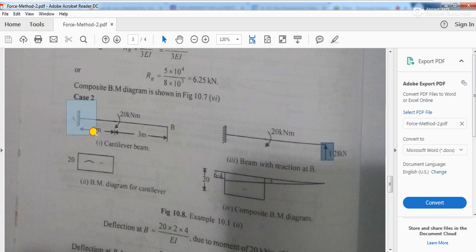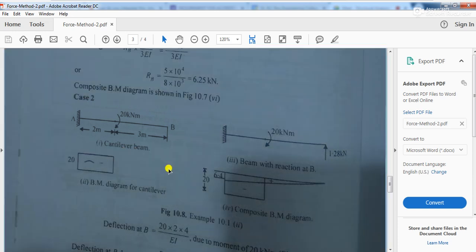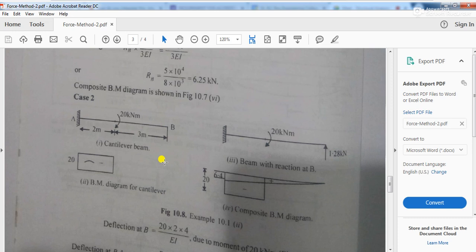So if I take this as the primary structure, then what will be the method of solution of force method of analysis? The method of solution will be the method of compatibility, or you will have to apply the compatibility condition. So what is the compatibility condition? Basically, in this case, it is the deflection at B, because there is a vertical reaction at the prop end.